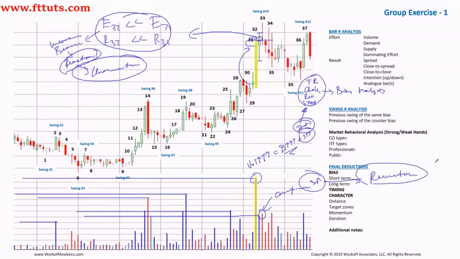And at this point, if you are a long-term investor, then you're thinking about maybe hedging.